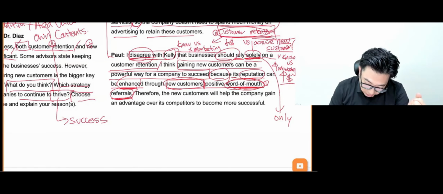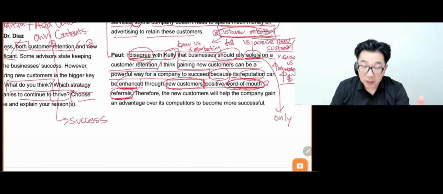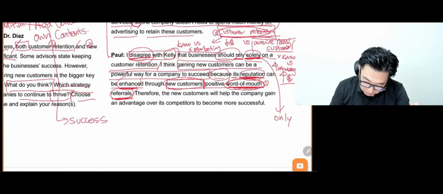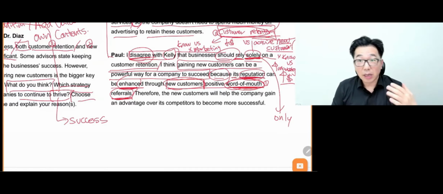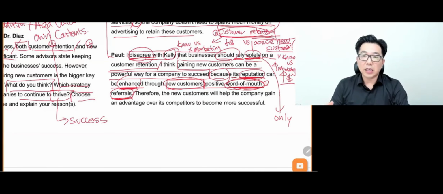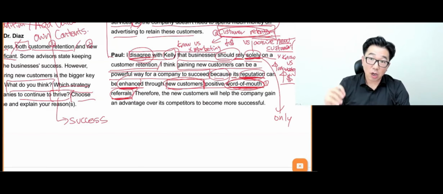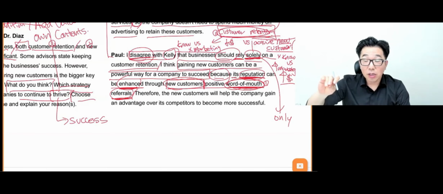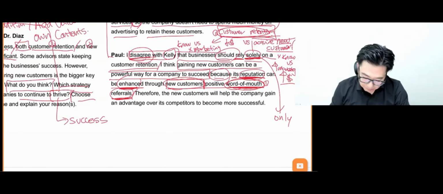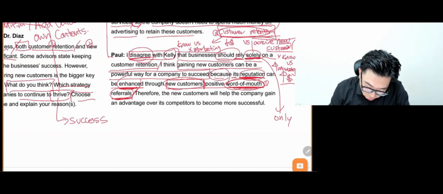So this is very good for the business because it will do more marketing for the business, and the company's image and reputation can be improved by these new customers' recommendations to other people. Therefore, the new customer will help the company gain an advantage over its competitors to become more successful.